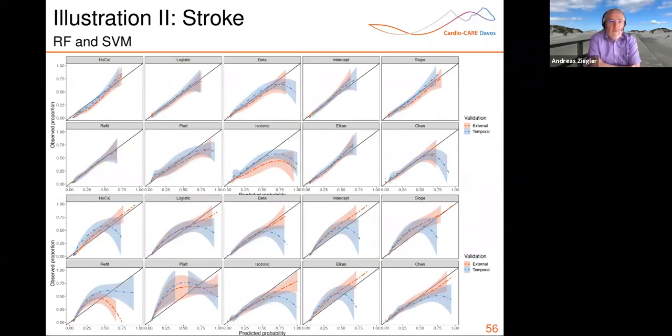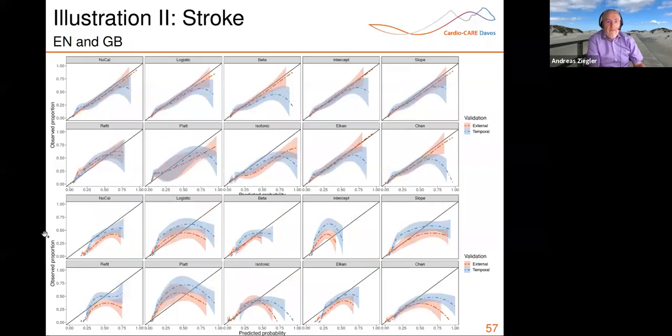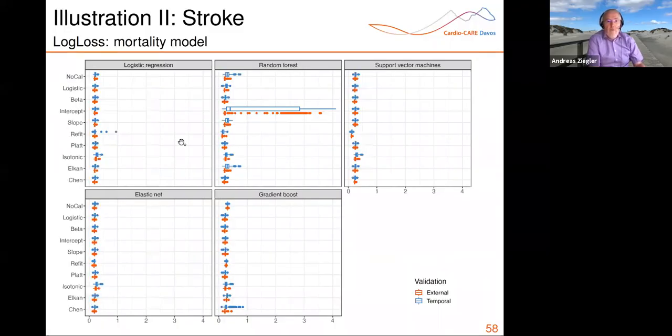And when you look at random forest and the support vector machines, then the pattern is definitely different. Here, the refit was actually working relatively nicely. It's the same with logistic calibration, and the same with intercept calibration, according to my understanding, for the random forest. But as before with logistic regression, the support vector machine failed here. And it's a very similar pattern for gradient boosting and for elastic net. And when you look at some of the figures over here, some of the calibration methods didn't perform nicely.